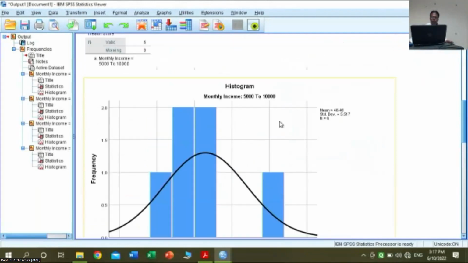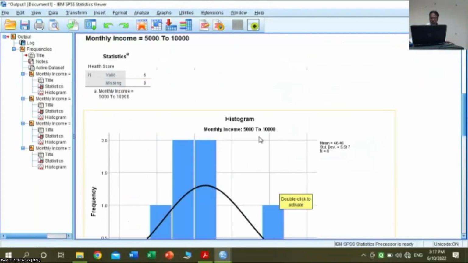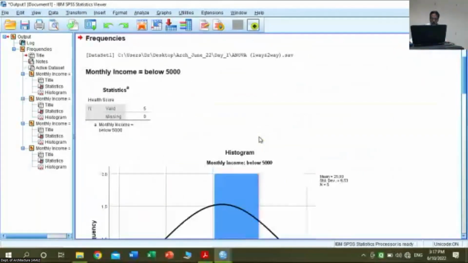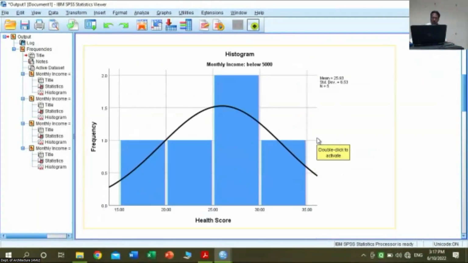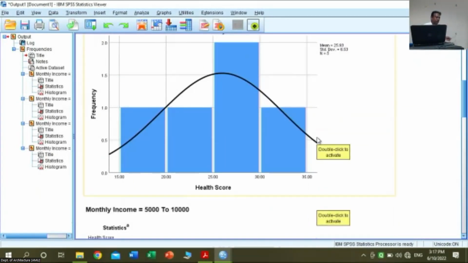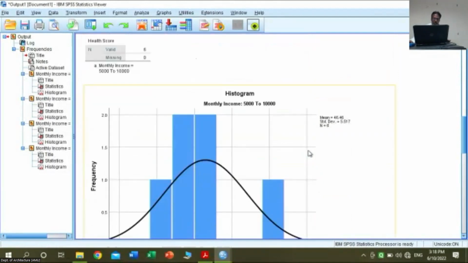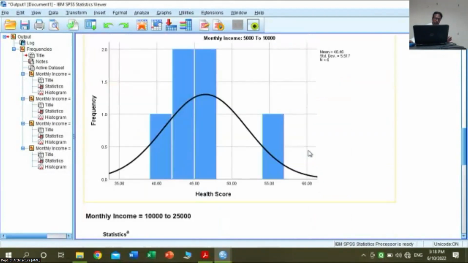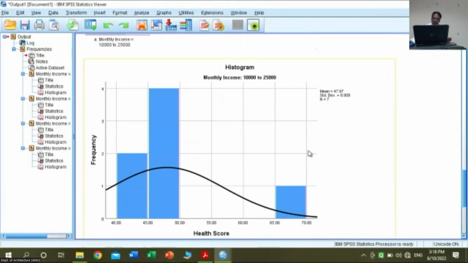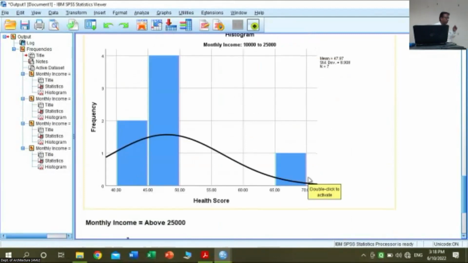So the income group from 5,000 to 10,000, like that, and some income groups are also here below 5,000, and it is not exactly normal, but we can say this is approximately normal. I told you, exactly normally distributed data you will never get. So you can say this group is approximately normal. Similarly with another group, 5,000 to 10,000, this is also approximately normal, you can say. Then 10,000 to 25,000, this is positively skewed.